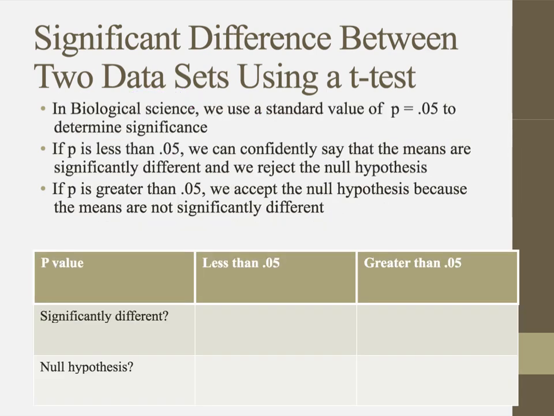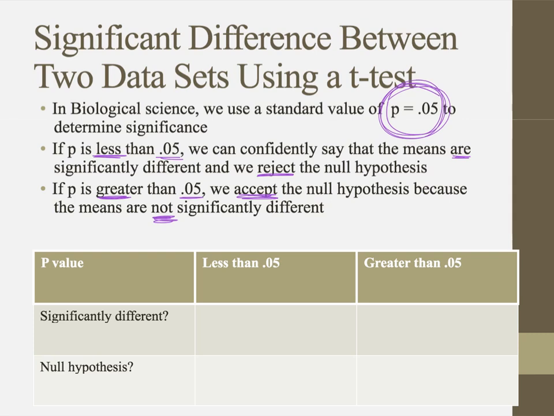In biology, we use a standard p-value of 0.05 to determine the significant difference. If p is less than 0.05, we can confidently say that the means are significantly different, and we can reject the null hypothesis. If p is greater than 0.05, we have to accept the null hypothesis because that means that the means are not significantly different.